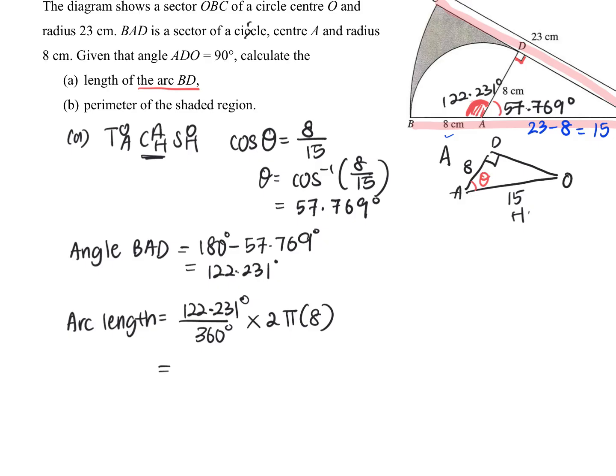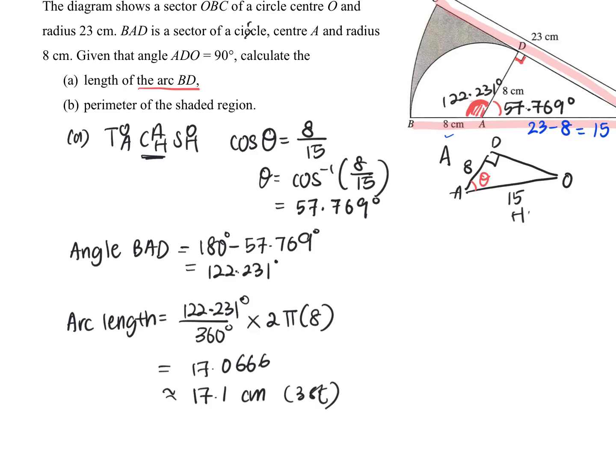And our radius is 8. So I got a number 17.0666, which is around 17.1. 3 sig fig, right? 3 significant figures. cm, 3 sig fig. Have you gotten the answer?